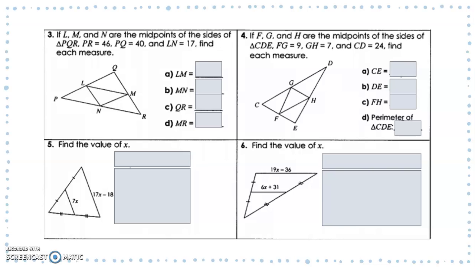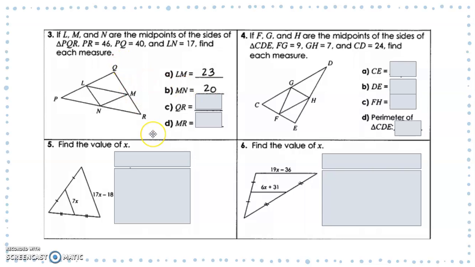So number 3, we are going to find some missing values. They gave us some to start. So they told me that we have our original triangle, PQR, and we want to find all of these different sides. They told me that PR is 46. Well, if PR is 46, I know that the midsegment LM that's parallel to PR is half of that. So LM is going to be 23. Looking at PQ next, they told me that PQ is 40, MN is going to be that midsegment, so half of 40 means that MN is 20.